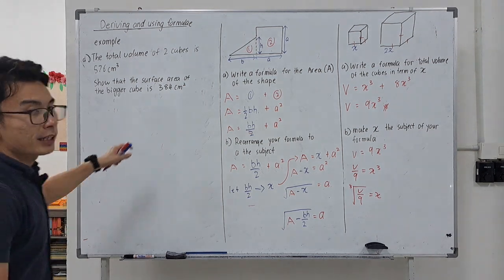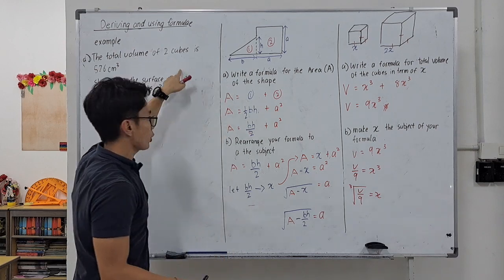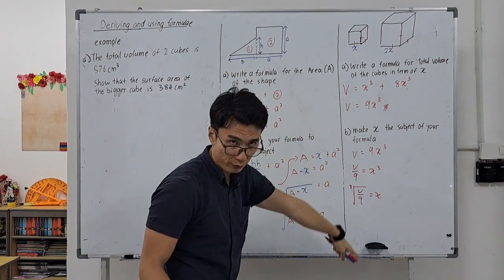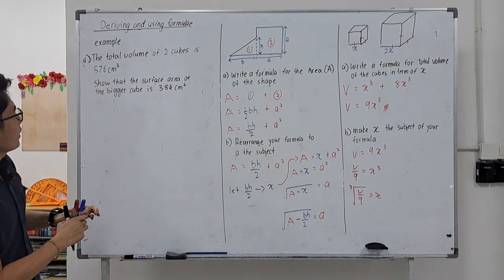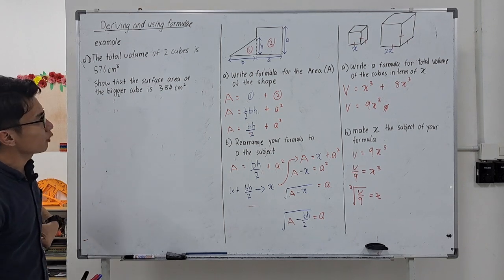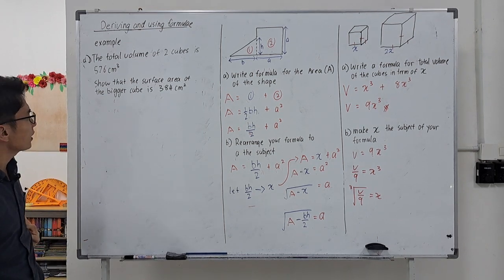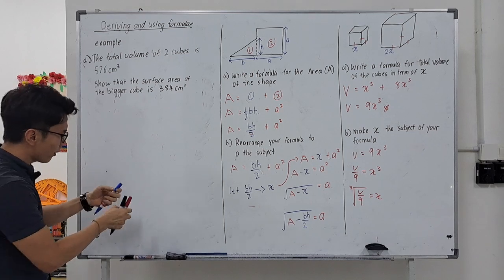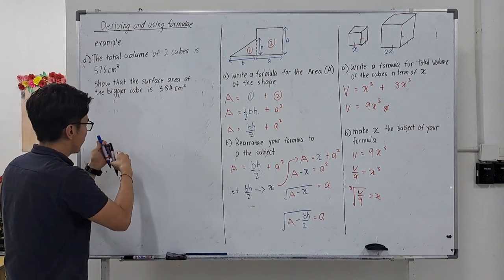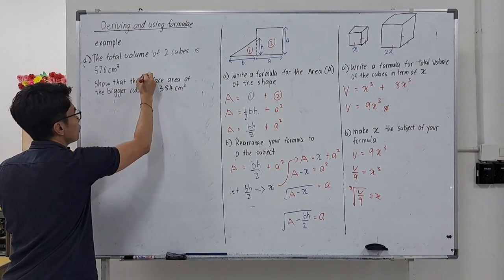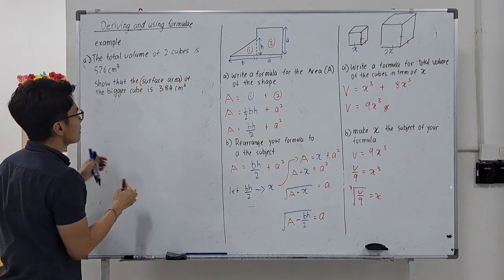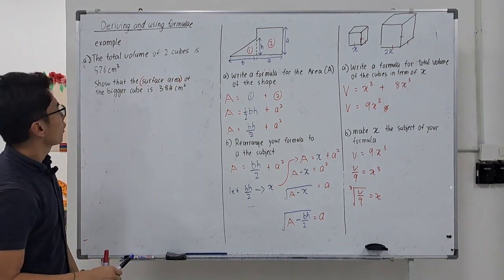Okay, let's come back to this question over here. This question is a continuation of this question. So based on this, I said that the total volume of the two cubes is 576, and show that the surface area, now this is going to be a very important keyword, show that the surface area of the bigger cube is this thing.